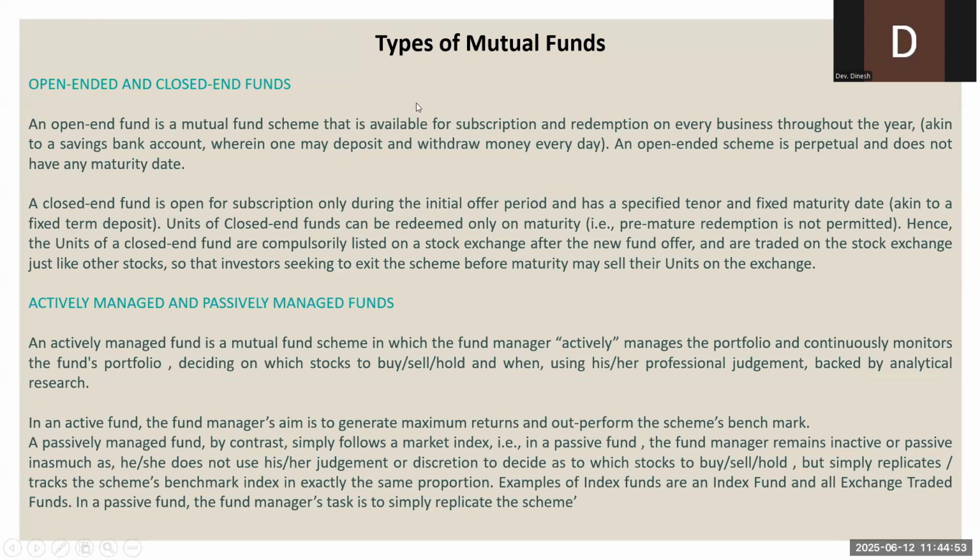There are other types of funds also, actively managed and passively managed. Actively managed means the fund manager will actively manage the portfolio, resulting in multiple buying and multiple selling during the course of the investment. In an active fund, the fund manager is aiming to generate maximum returns. Passively managed funds simply follow the market index. An index fund is something like a passively managed fund, so there will not be too much buying and selling. Examples are index funds, exchange traded funds, etc.